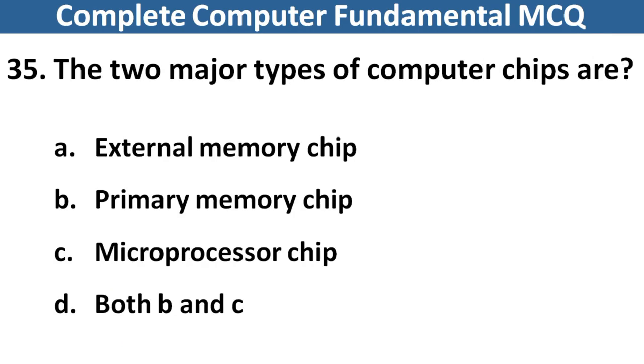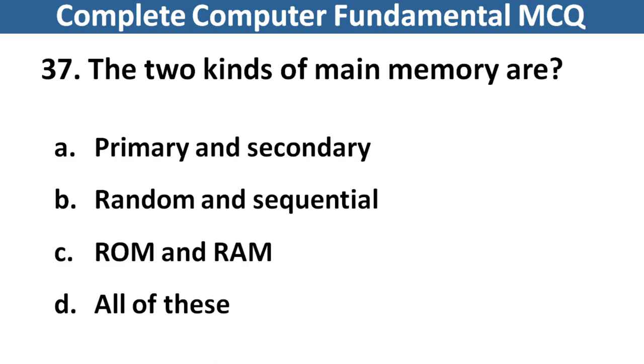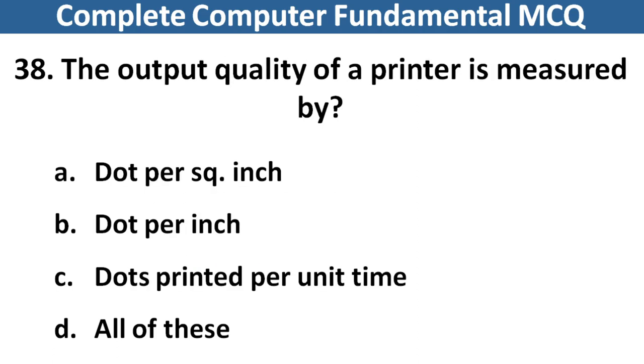Next question. The two major types of computer chips are. Right answer is options D, both B and C. Next question. The brain of any computer systems is. Right answer is option C, CPU. Next question. The two kinds of main memory are. Right answer is option C, ROM and RAM. Next question. The output quality of a printer is measured by. Right answer is options B, dot per inch.